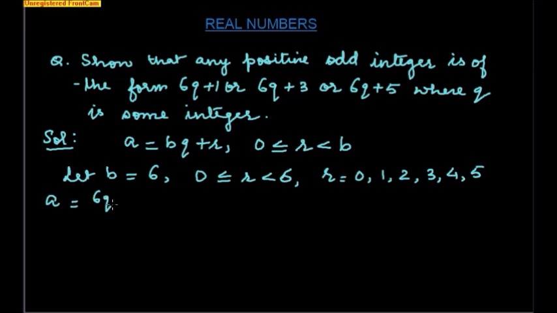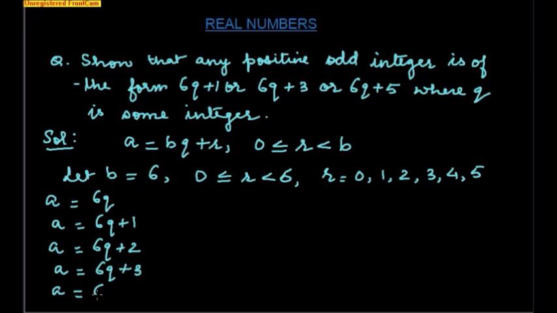So the numbers here, A is 6Q. Another case of A would be 6Q plus 1, then 6Q plus 2, 6Q plus 3, 6Q plus 4, and the last one being 6Q plus 5. Now we have to show that out of all these cases, which case is the odd integer. That means which is not divisible by 2.